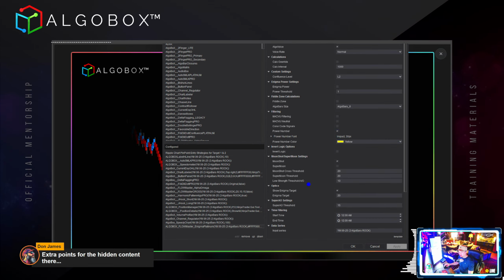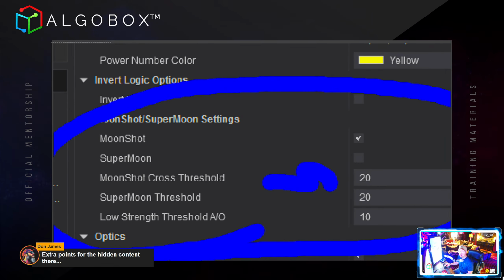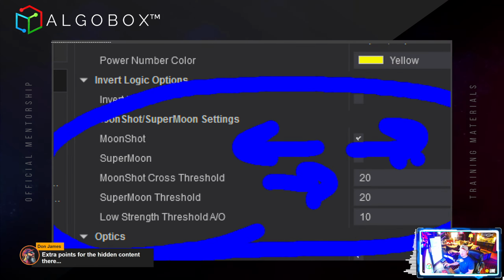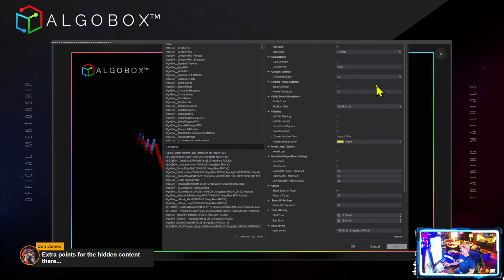So if you're going to go into the MoonShot cross threshold, it's set to 20. If you want to tighten it up, you can, but that will go to the left or to the right of an Enigma. It goes 20 to the left, 20 to the right. You see a cross nearby, it will enter in at the cross. If there is a cross over here to the left and the Enigma shows up and the distance between the two is 20, then it will enter. All right, there you go. Hopefully you can read through my scribbles there.